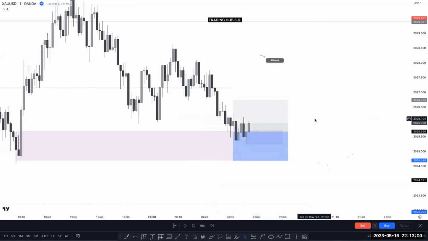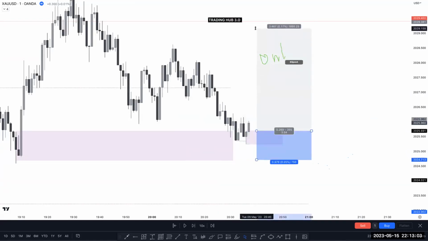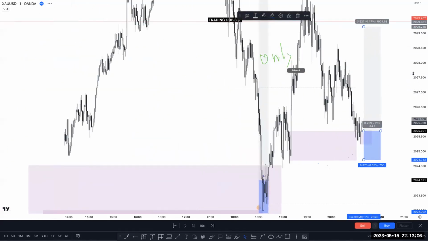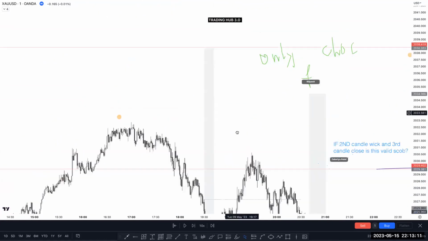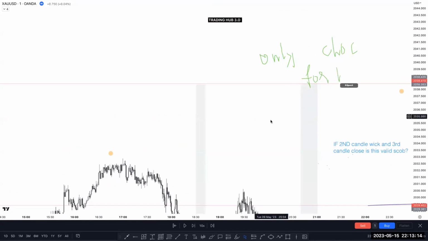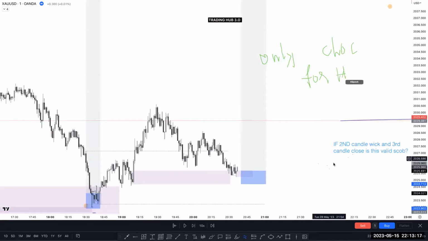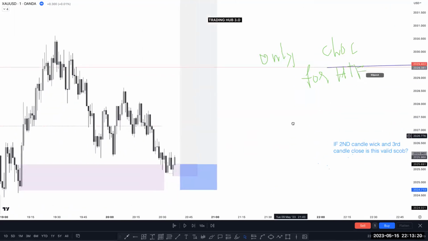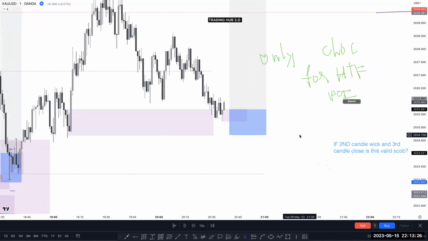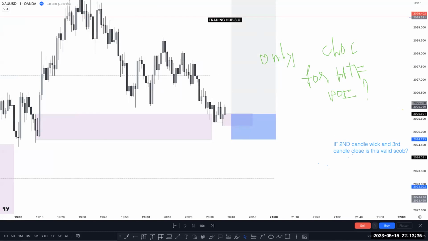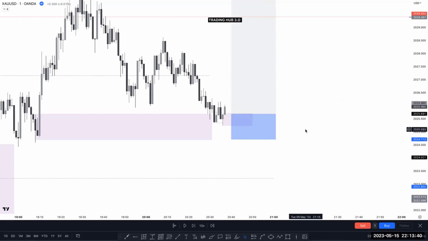But we are waiting here for the buy SCOB. And the first high, and the final, this one. If the second candle is a wick and the third candle closes, this is valid. The third candle must close above the previous second candle, the one which you marked as a wick. Choke is only for higher time frame PI. Yes, sir. Higher time frame PI and higher time frame inducement taken out.